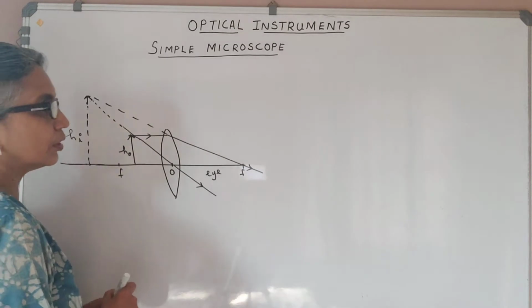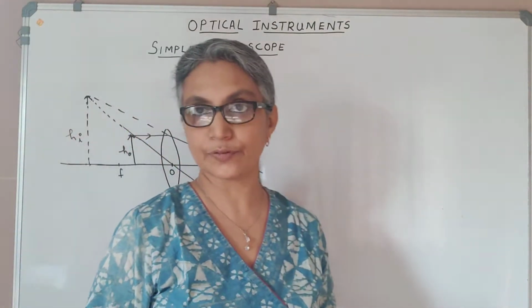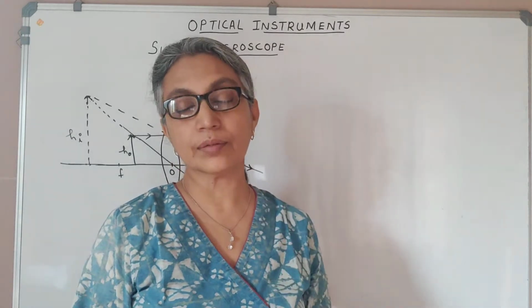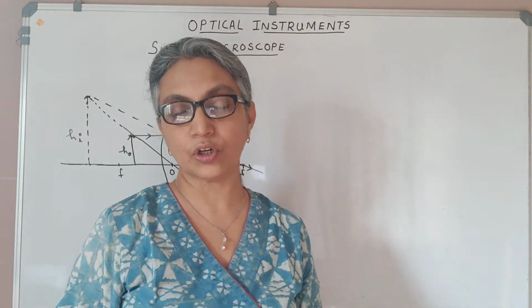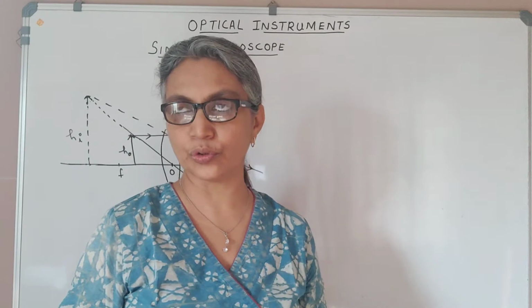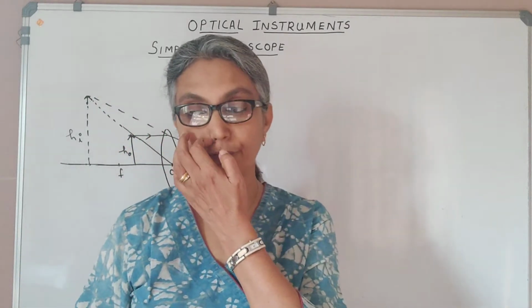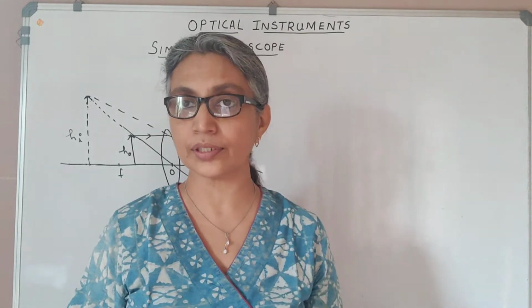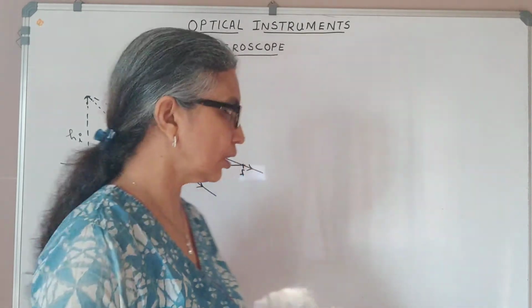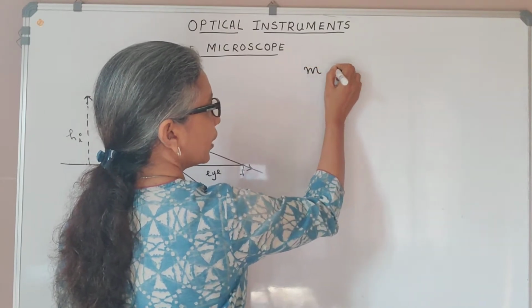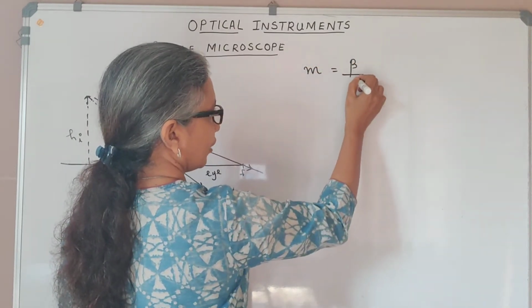Now, you have learned 2 formulas for magnification. One is called the linear magnification, in terms of the height of image and object, which is Hi by Ho. You have also learned the magnification of a lens in terms of image distance and object distance, V by U. In 12th standard, we also define the magnification of a lens as beta by alpha.